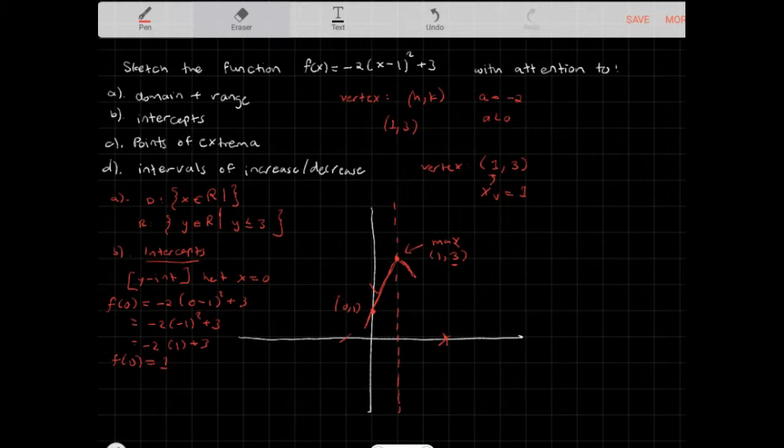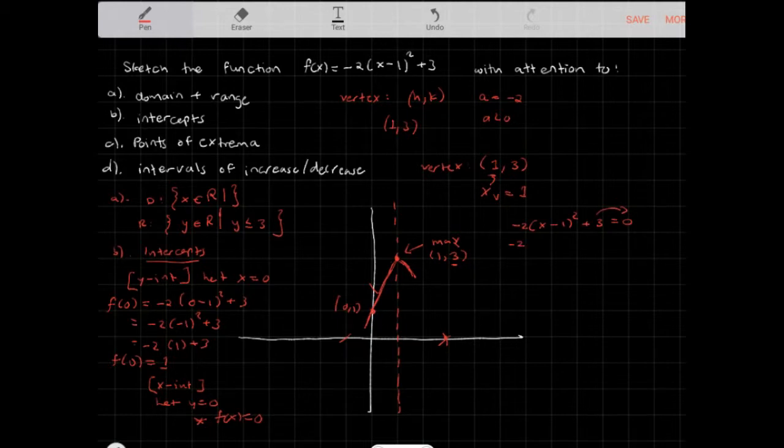So let's figure out what those x values are. If we want to find our x-intercept, you're going to let y equal 0. So if you let y equal 0, I'm going to let f of x equal 0. I'm just going to do this out here, and you're basically going to get negative 2 times (x minus 1) squared plus 3 is equal to 0.